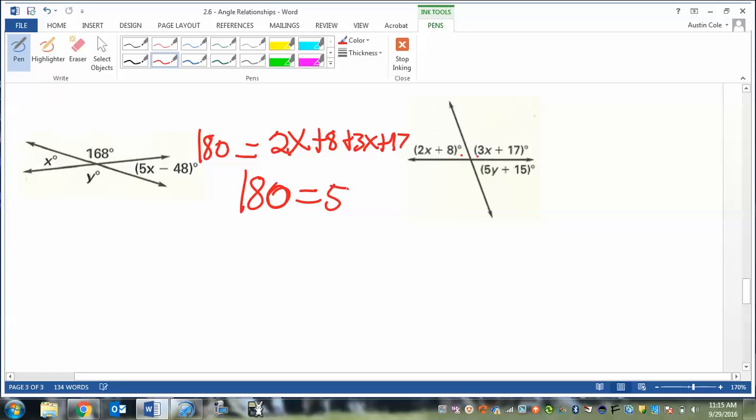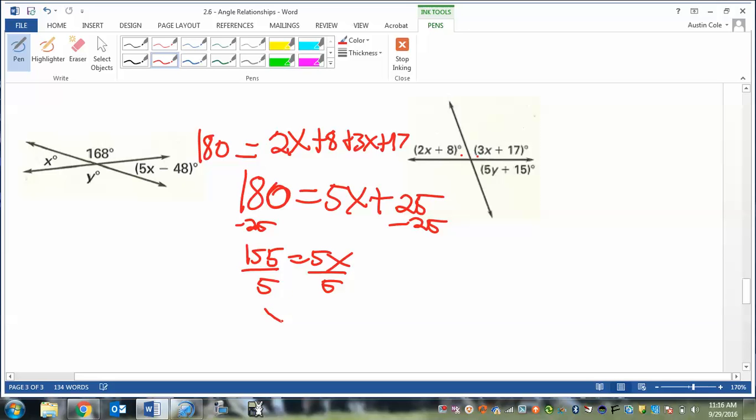180 equals, combine like terms, you have 5x plus 25. Subtract 25. You get 155, right? Yep. Equals 5x. Divide by 5. X equals 31. Are we done? No. What do we have to find yet? Y. So how do we do that?